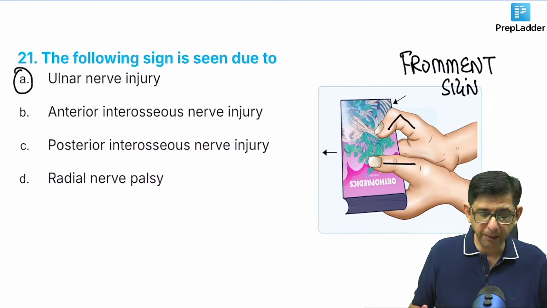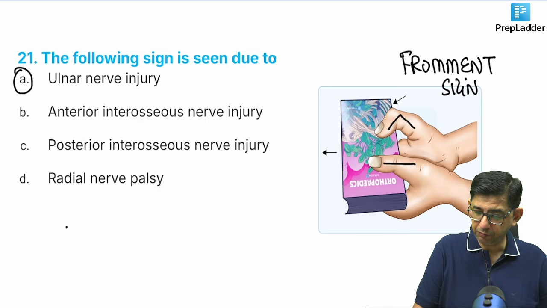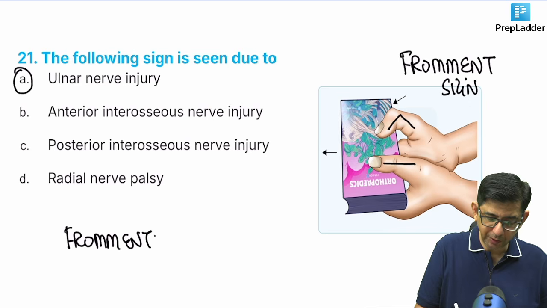You have to remember the theory. The theory is that the Froment sign is with respect to ulnar nerve injury.